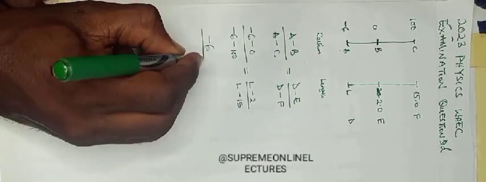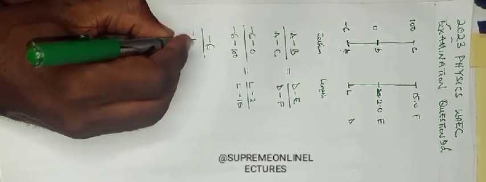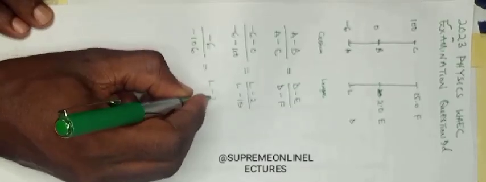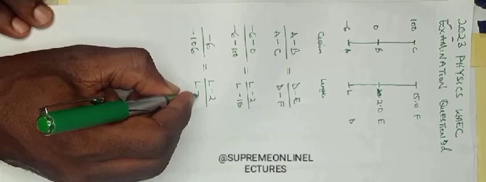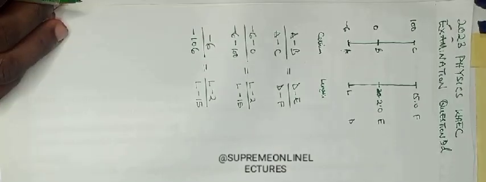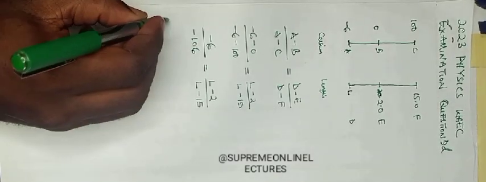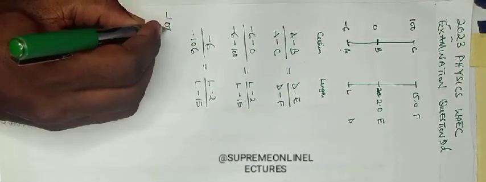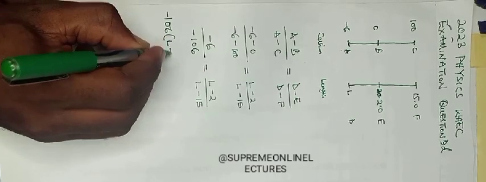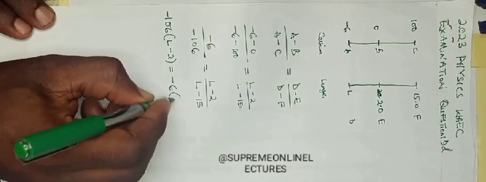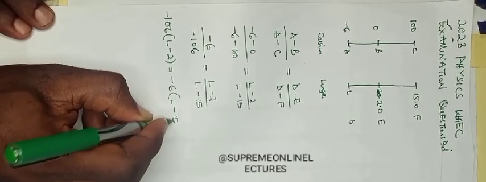I simplify. Minus 6 minus 0, here we have minus 6, divided by minus 106, equals to L minus 2 all over L minus 15. At this point, I have to cross multiply. So we'll have minus 106 into L minus 2 equals to minus 6 into L minus 15.